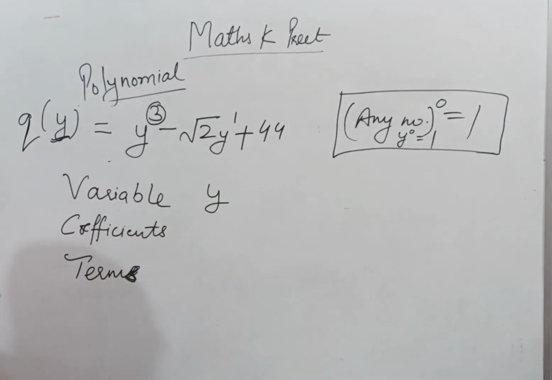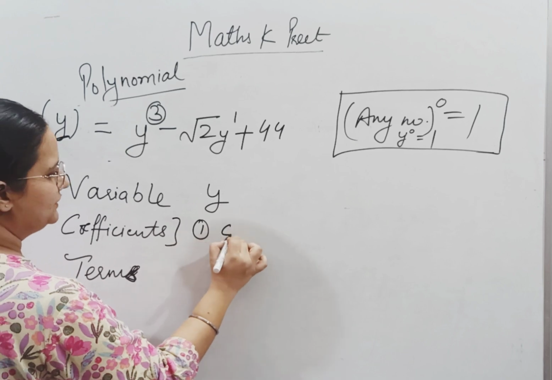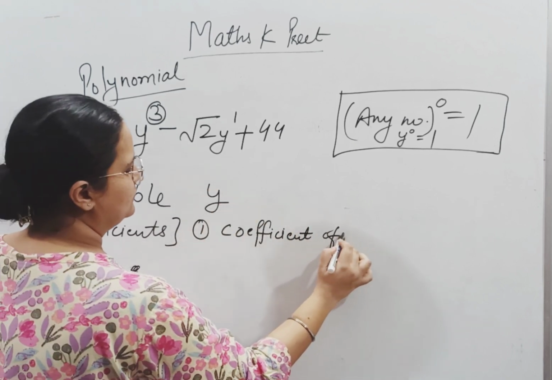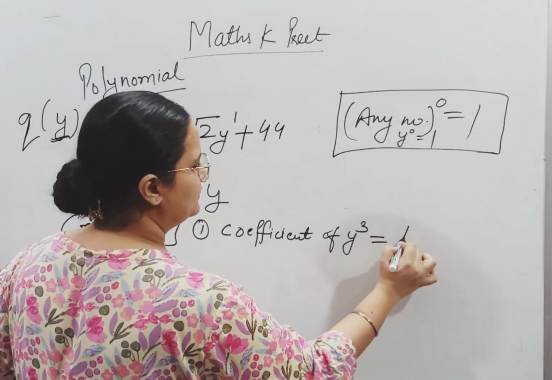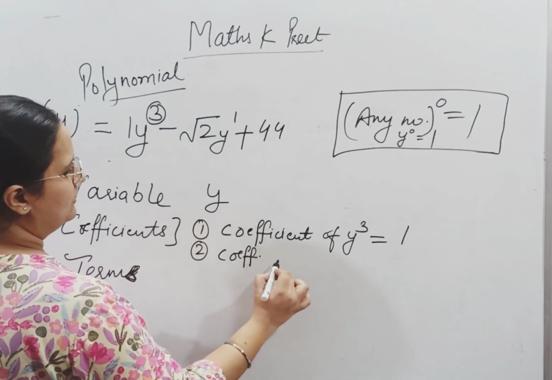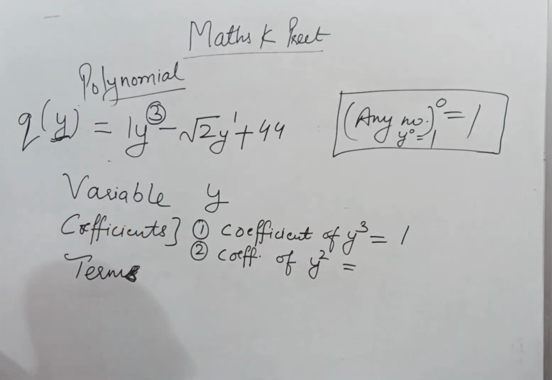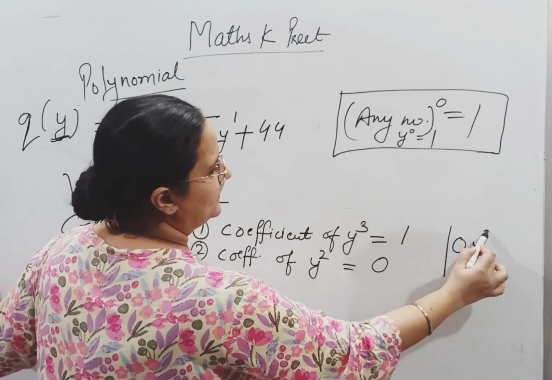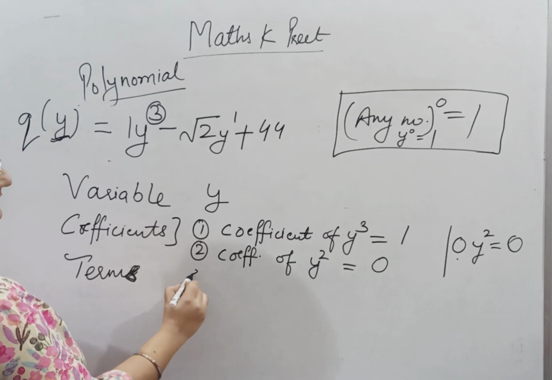So what are the coefficients? Here, the first one is the coefficient of y cube. So the constant related to y cube is 1. So the coefficient of y cube is 1. Second, the coefficient of y square. Y square is missing here. So clearly the coefficient of y square is 0, because 0 into y square will be 0. 0 into any number is always 0. The coefficient of y square is missing, so clearly it is 0.